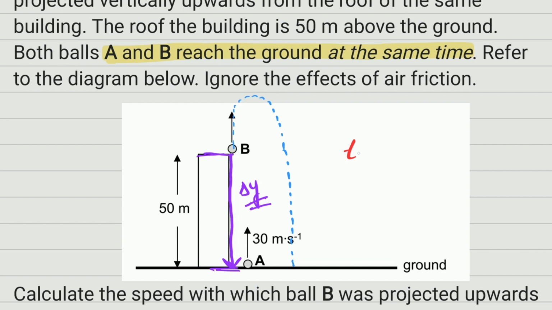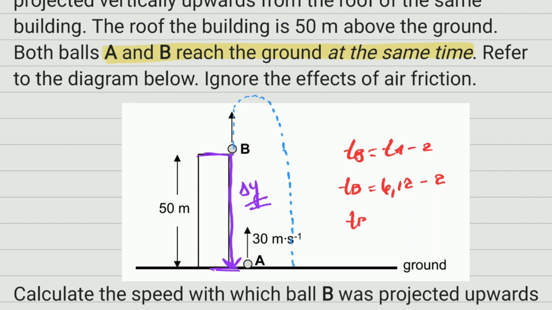You need to know that time B is going to be equal to time A minus 2 seconds, because it was projected 2 seconds after. So time B will be equal to time A if you take 2 seconds from there. So time B will be equal to 6,12, that was calculated previously, minus 2 seconds.